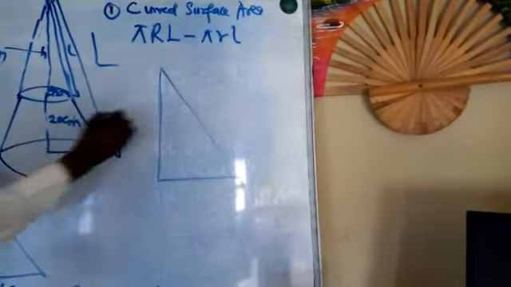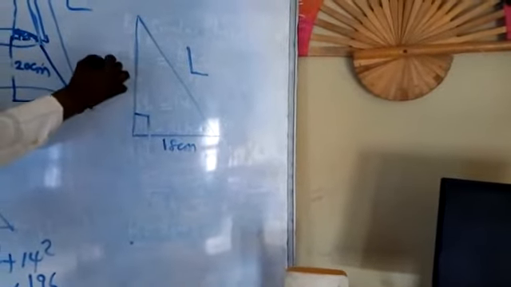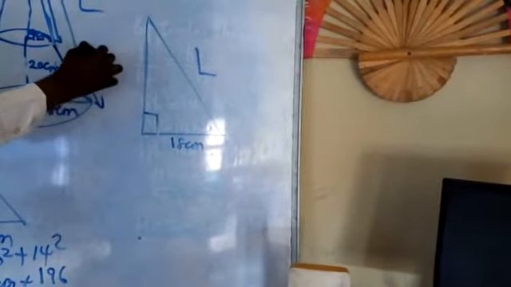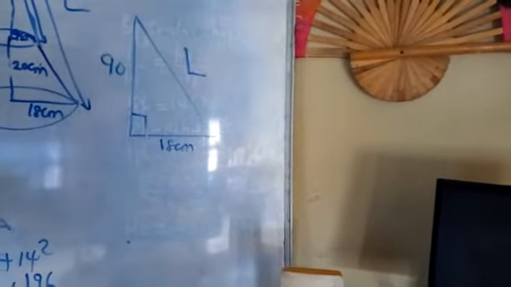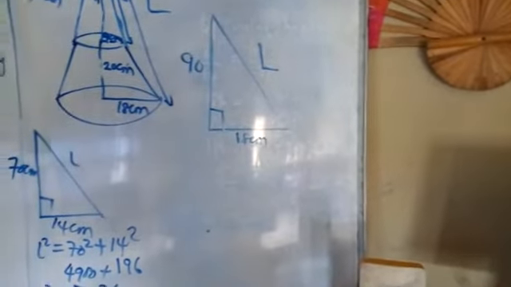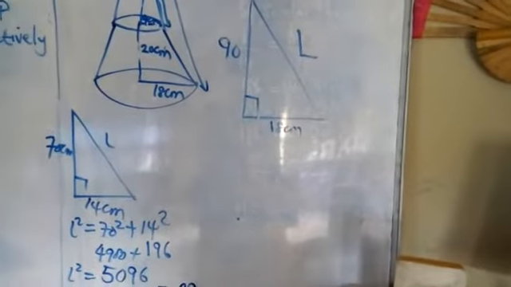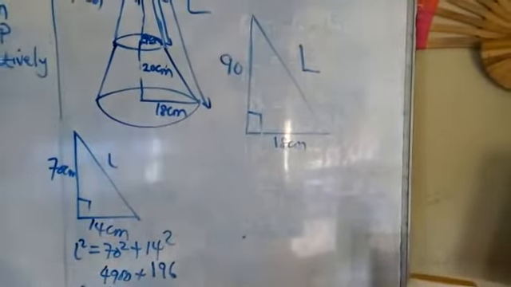So from this point to that point, this becomes big L, this becomes 18 cm, and this becomes big H. We have already solved for big H, and we got it as 90. When we added up 20 plus 70, we got 90. So from here you also apply the Pythagoras theorem.